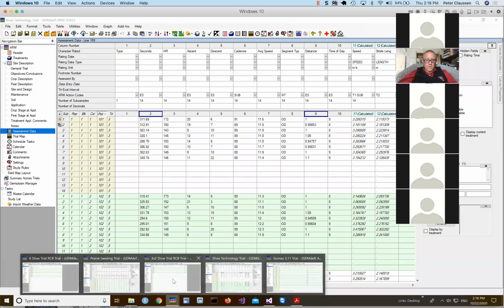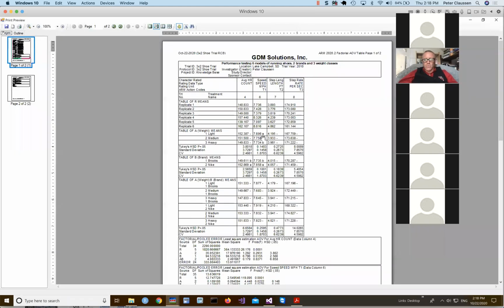Oh, took the wrong one. And now we see why there's differences. The Ghost is a heavy Brooks shoe. The Lunar Racer is a light Nike shoe. And the combination of both is what separates those treatments in the RCB analysis.